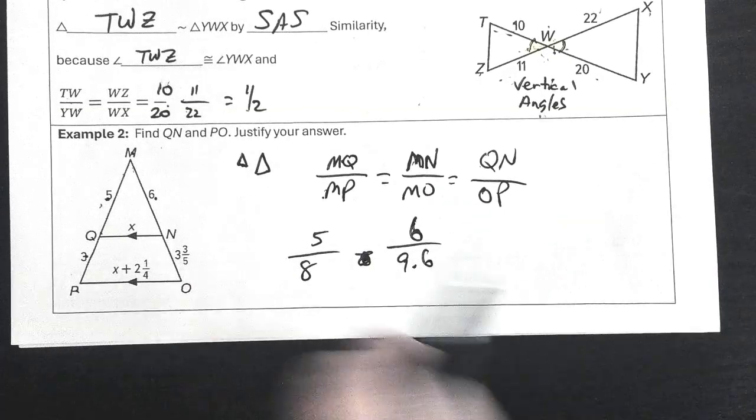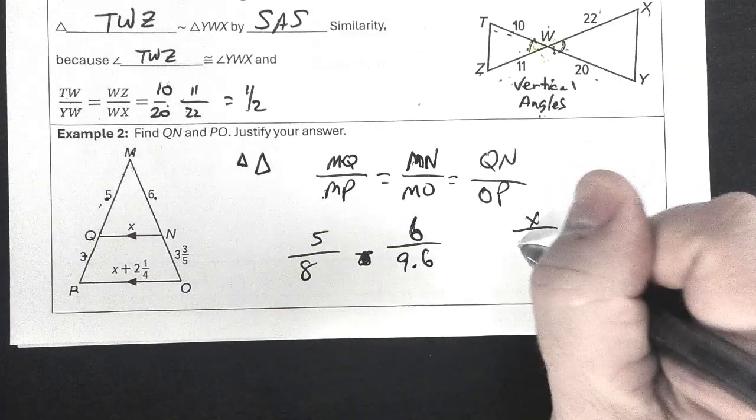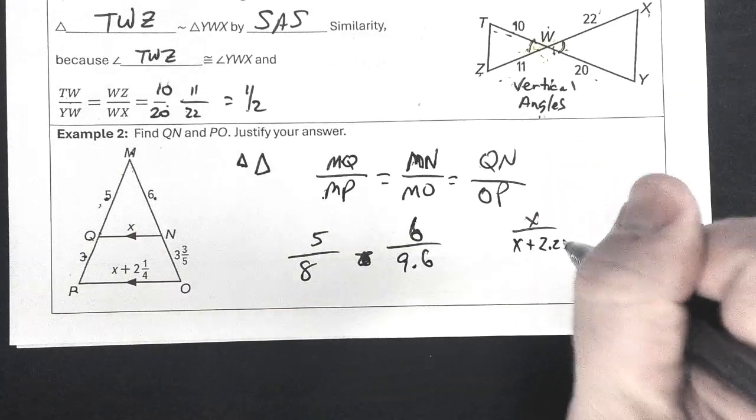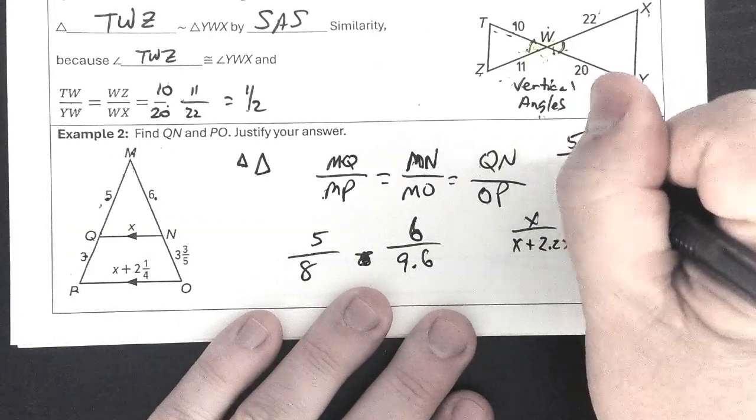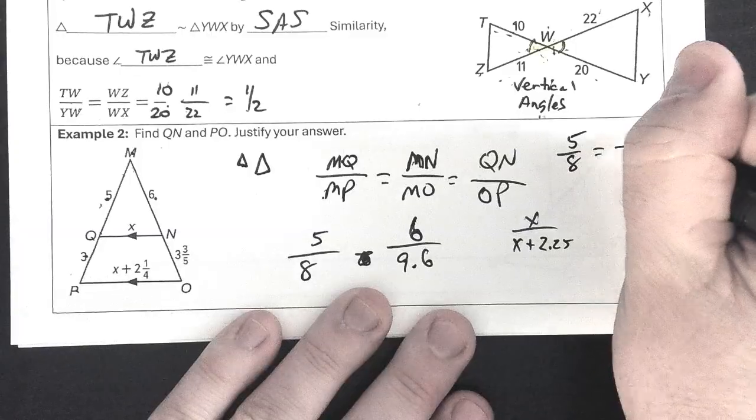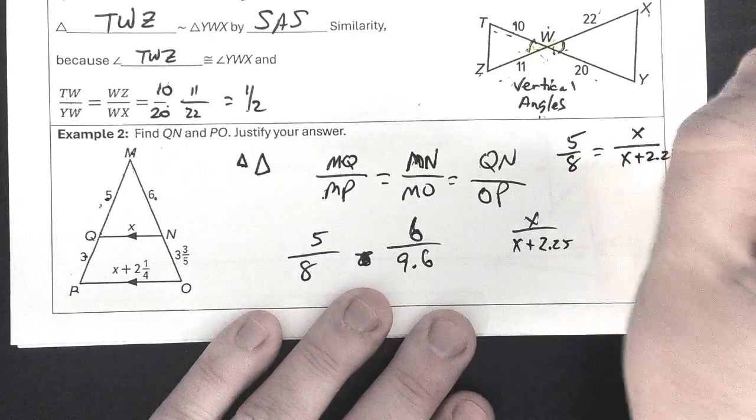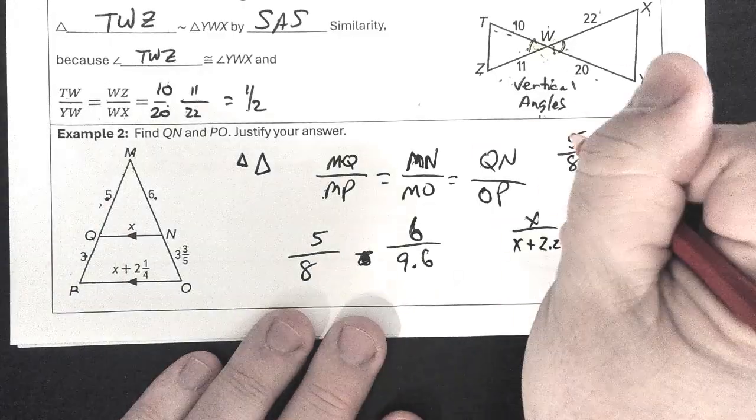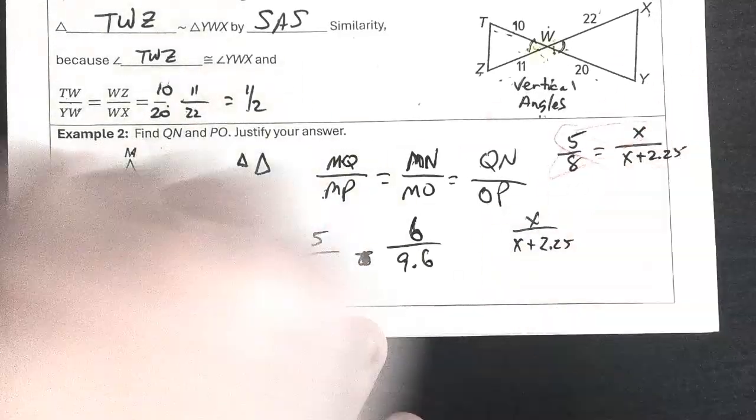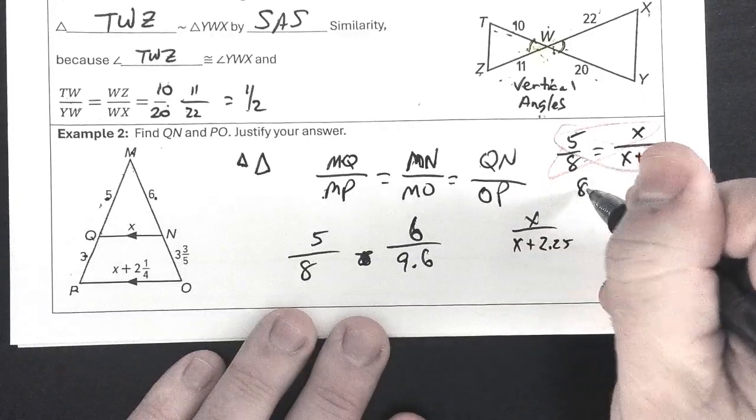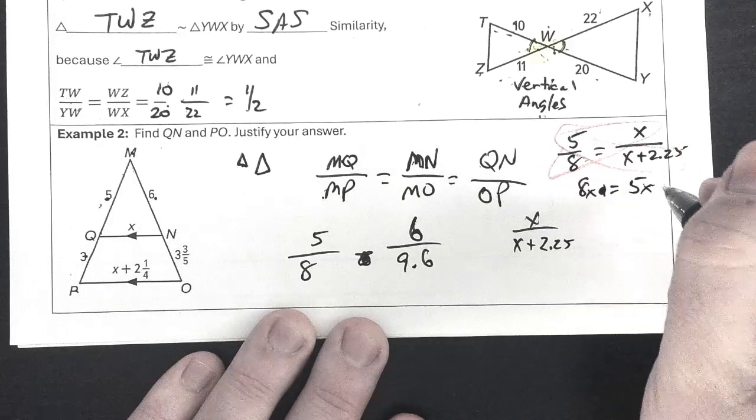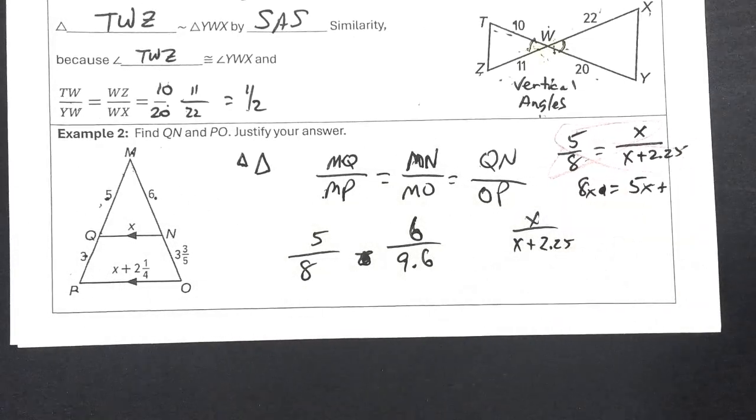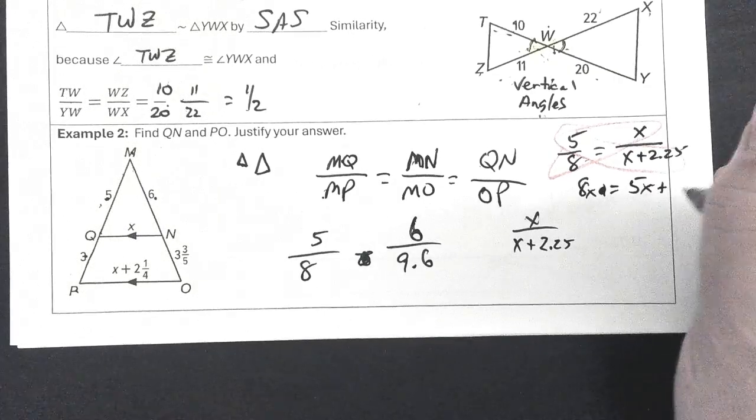And over here you have X over X plus 2 1/4, which is the same as 2.25. So let's use the 5 and the 8. Say 5 over 8 equals X over X plus 2.25. Cross multiply with our little butterfly. So 8 times X is 8X, equals 5 times X is 5X plus 5 times 2 1/4 is 11.25.